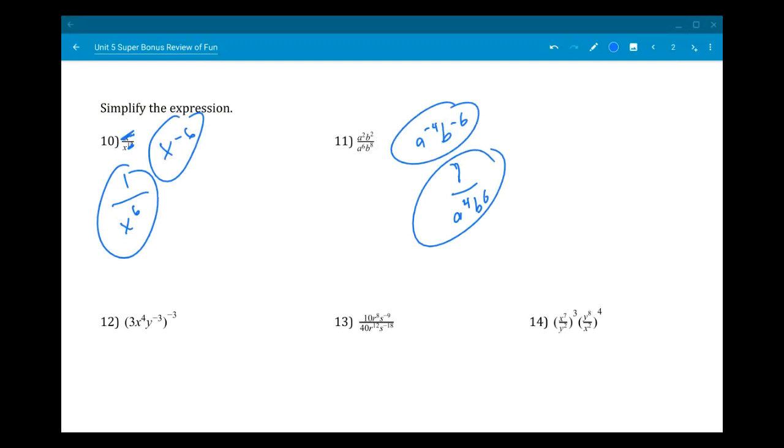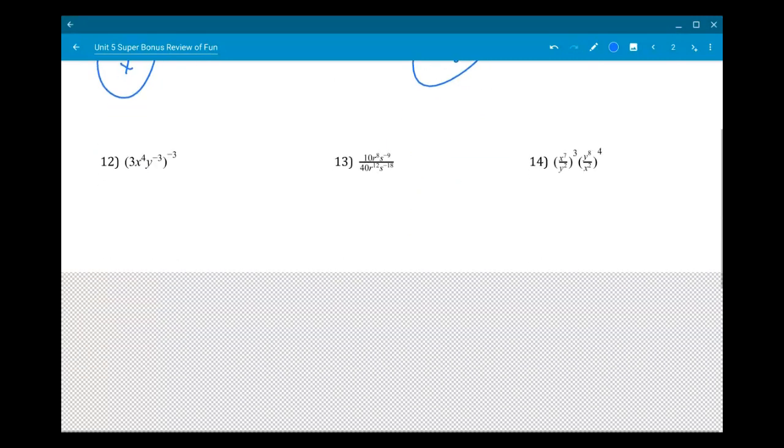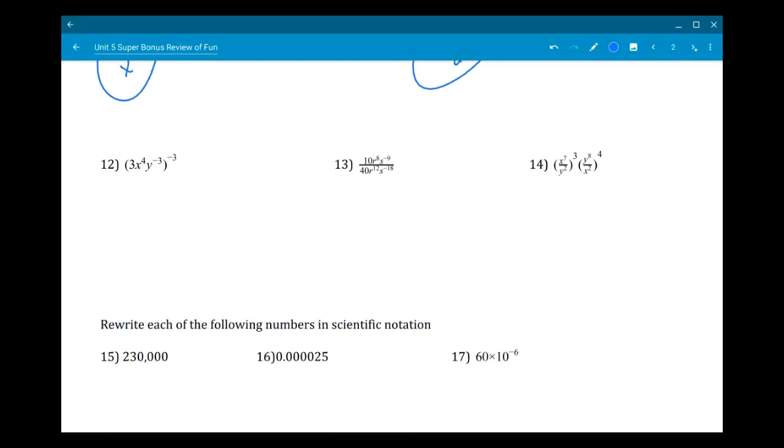Okay, so you can use the negative exponents or you cannot. It's entirely up to you. For number 12, I strongly recommend that you initially write like this.